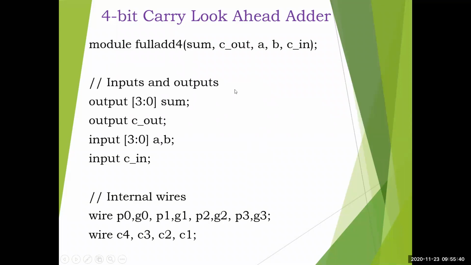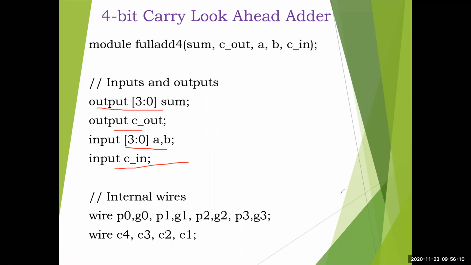So the starting part won't change. Module name full_add4, with sum, cout, A, B, Cin. This is not going to change. Then output 4-bit sum, then output Cout, then input 4-bit [3:0] A, B, input Cin. This is not going to change for any full adder design. Since it is a 4-bit adder, I have written 3:0. If you change it to 8-bit, you have to change here to 7:0. So be careful.